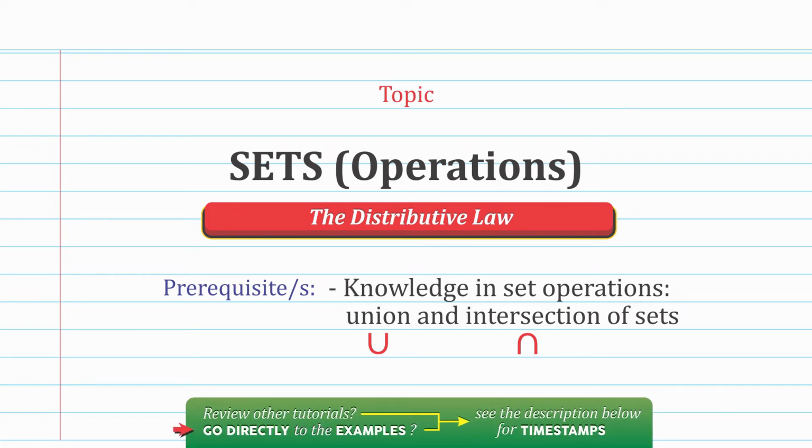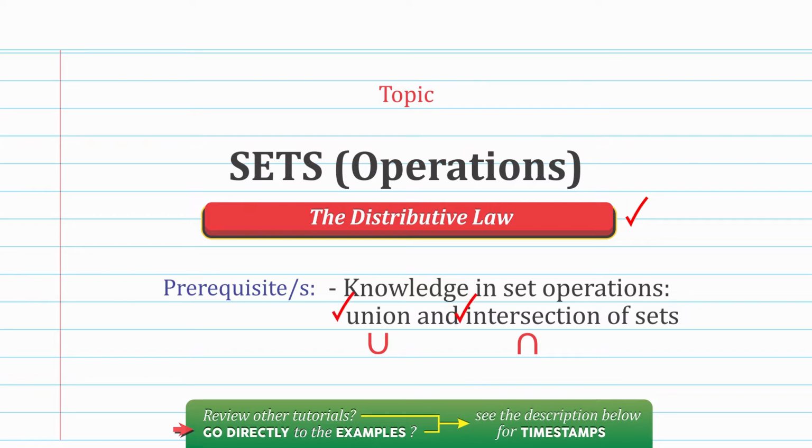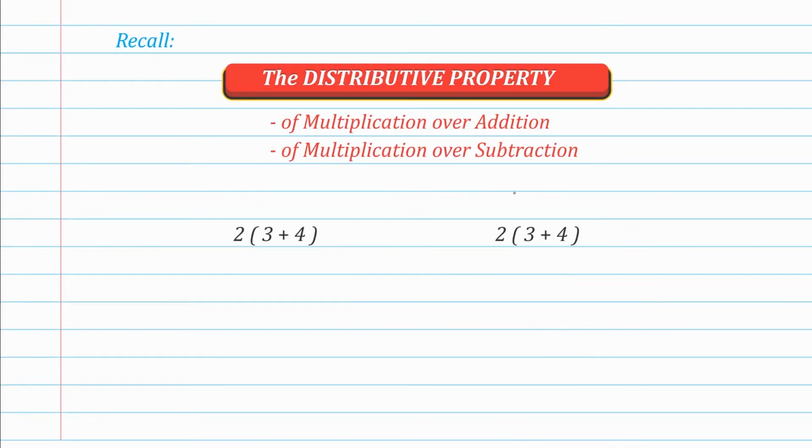This is a quick discussion of the distributive laws of sets and at the same time a demonstration of the application of the set operations union and intersection involving 3 or more sets. Let's try and recall the distributive property from our elementary days. Now we know, dalawang klase yan. Pwedeng the distributive property of multiplication over addition, pwede rin namang the distributive property of multiplication over subtraction.